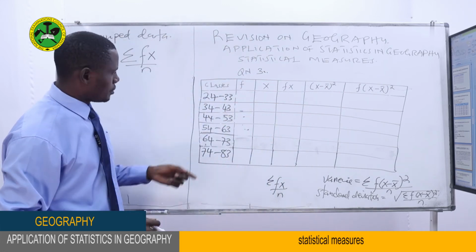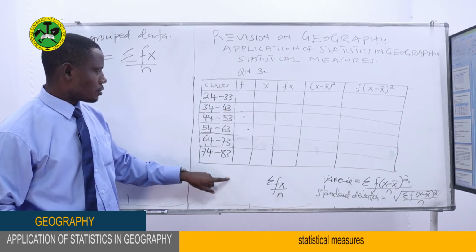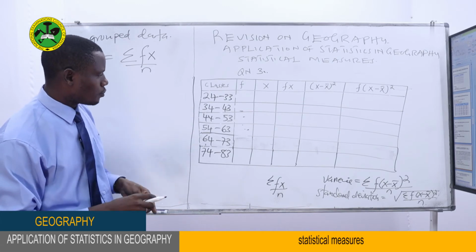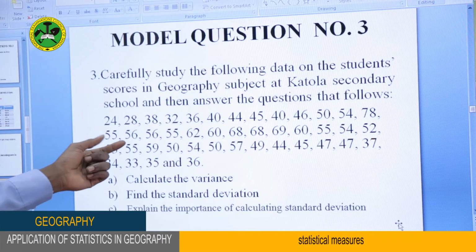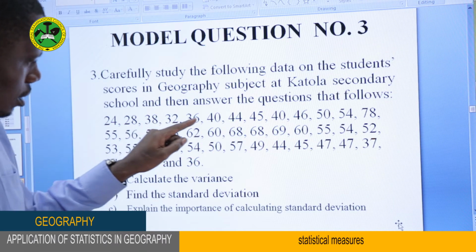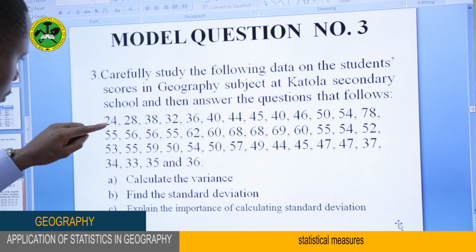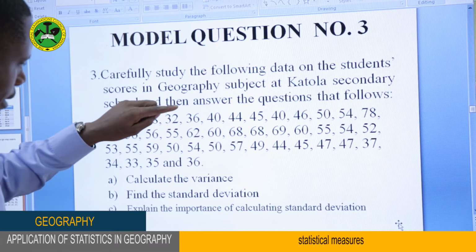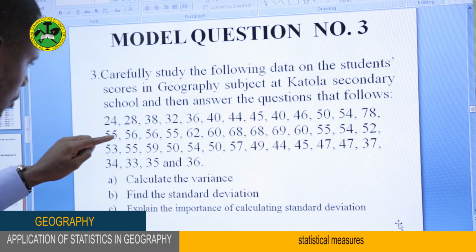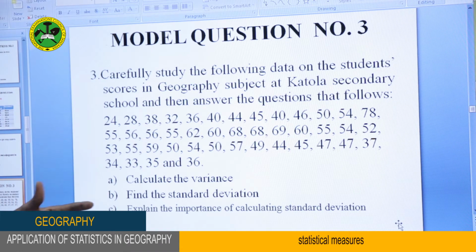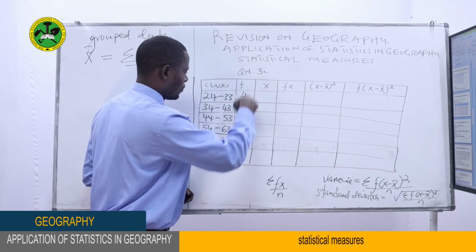So what we do is cross-check the second column, which is about the frequencies. We are assessing the students who scored from 24 to 33, according to the data given in question number 3. If we check well, the students who scored in that range are: the first one, 24, then 28, then 32, then 33. So those students who scored between 24 and 33 are just 4. So we put 4 for the frequency.